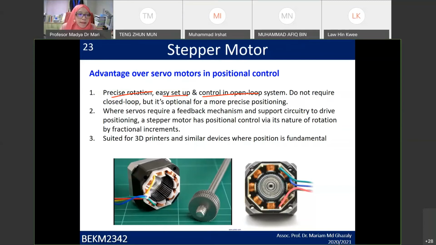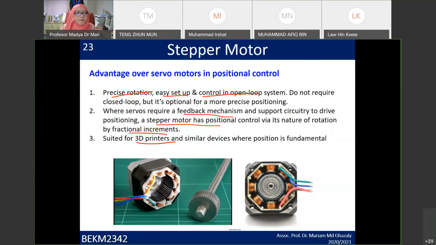But the servo motor requires a feedback mechanism. So normally you need to have a feedback mechanism with a sensor. If you want to know more, you can look up the servo motor. The stepper motor is normally used for 3D printing or similar devices that need positioning. It's more for positioning. So this one is the best to use for positioning without adding more sensors.